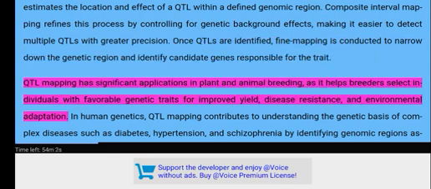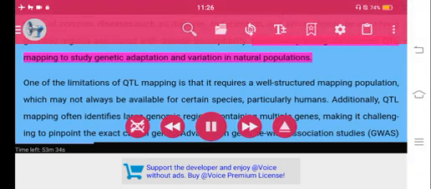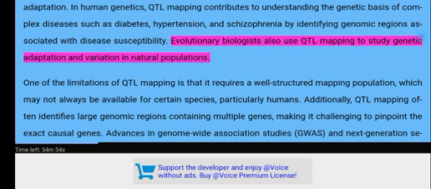QTL mapping has significant applications in plant and animal breeding, as it helps breeders select individuals with favorable genetic traits for improved yield, disease resistance, and environmental adaptation. In human genetics, QTL mapping contributes to understanding the genetic basis of complex diseases such as diabetes, hypertension, and schizophrenia by identifying genomic regions associated with disease susceptibility. Evolutionary biologists also use QTL mapping to study genetic adaptation and variation in natural populations.